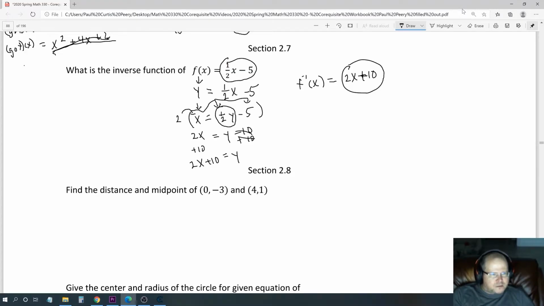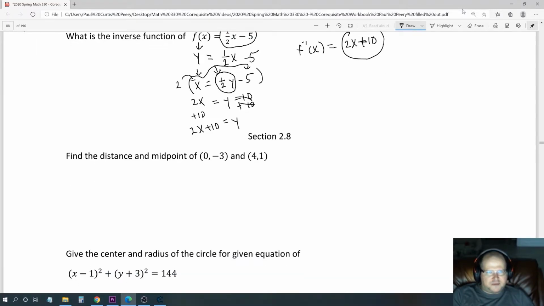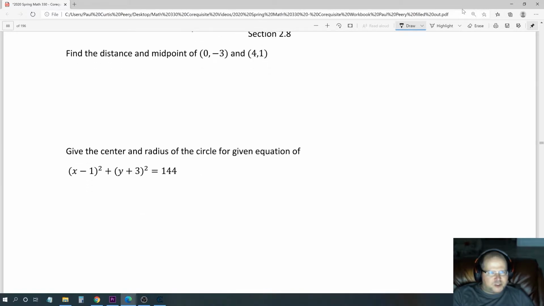Okay, so let's say we want to find the distance and midpoint of these two points, right? Well, if I wanted to find the midpoint, midpoints are just the average of two, right? So don't overthink it. If I wanted to find a simple average of two numbers, let's say I want to find the average of a 2 and a 6.